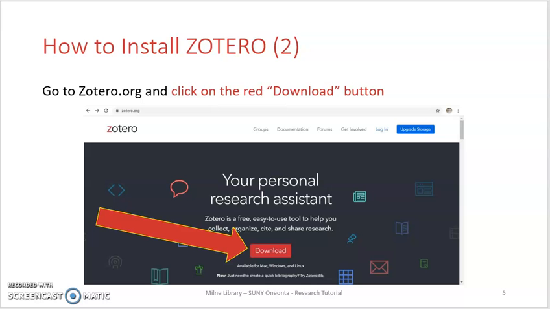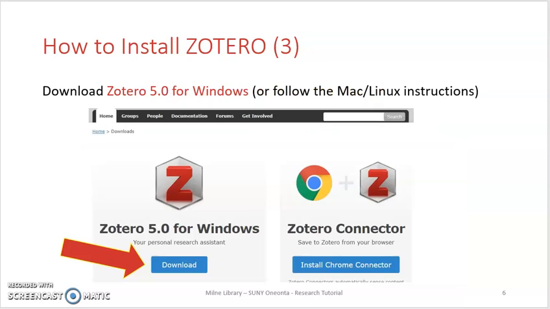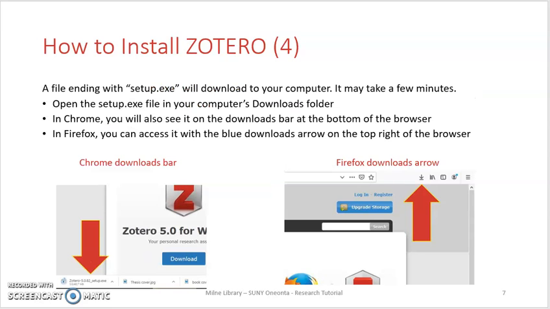To start, on your browser, go to zotero.org and click on the red Download button. It will take you to this page where you'll see Zotero 5.0 for Windows, or Zotero will recognize if you're on a Mac. Click the blue download button here on the left. A file ending with setup.exe will download to your computer. It may take a few minutes.